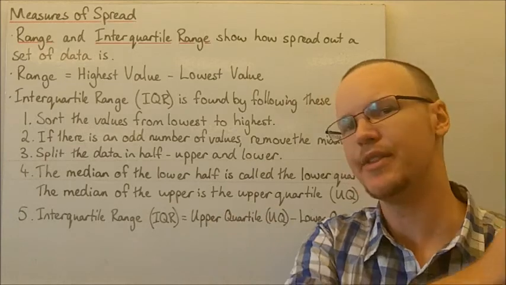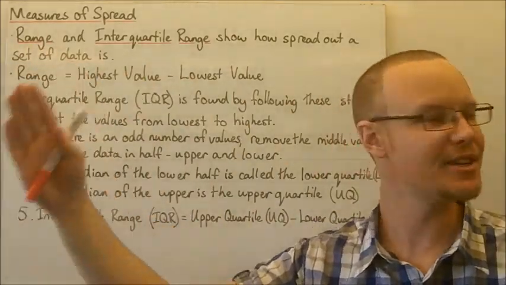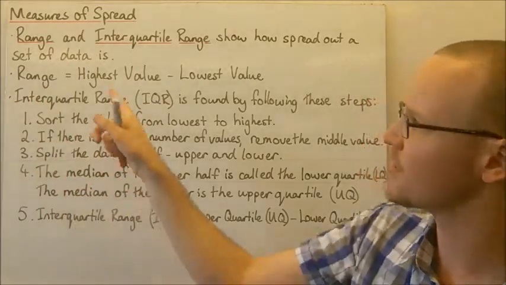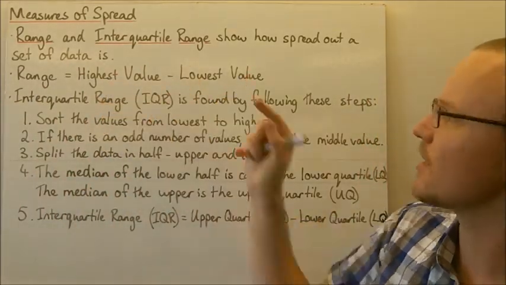So the range, very easy to calculate. The range is just the highest value minus the lowest value. So it's the difference between the greatest value and the smallest value. So it's just highest value minus lowest value.